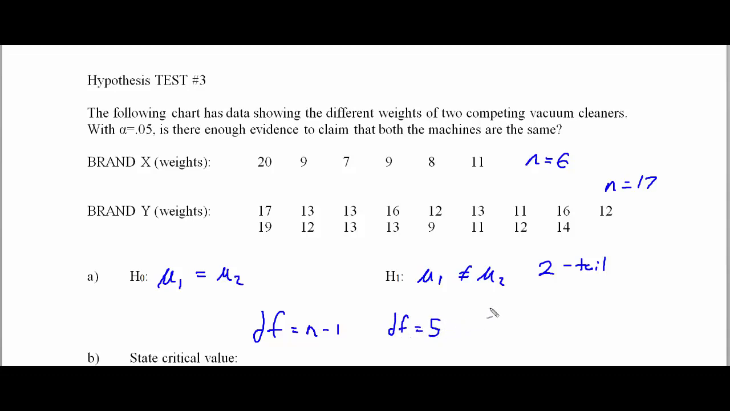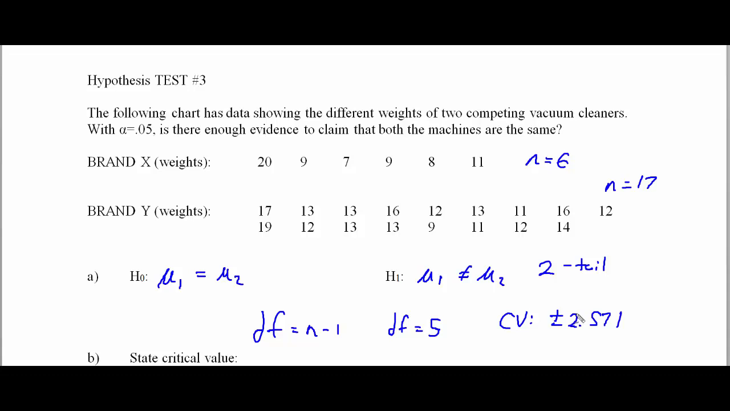So we go to our t-chart, and look on 5 on the left-hand side, and then we're going to move over to the right where it says two-tail and an alpha of 5%. And if we do that right, we get a critical value of plus or minus 2.571.